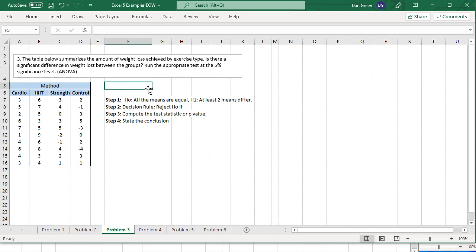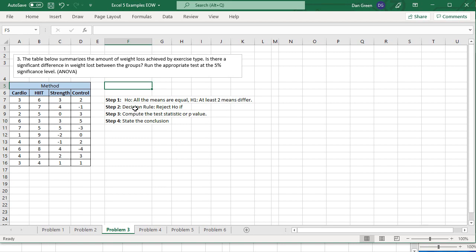So ANOVA stands for analysis of variance. So we want to see if these means are coming from different populations or not. So our step 1 is null and alternative hypothesis. Our null is that all the means are equal. So the default is that they're all the same. There is no difference. Alternative hypothesis is that at least 2 means differ. So the ANOVA will tell you at least 2 of them differ, but it doesn't tell you which ones. You have to do more work to tell that.